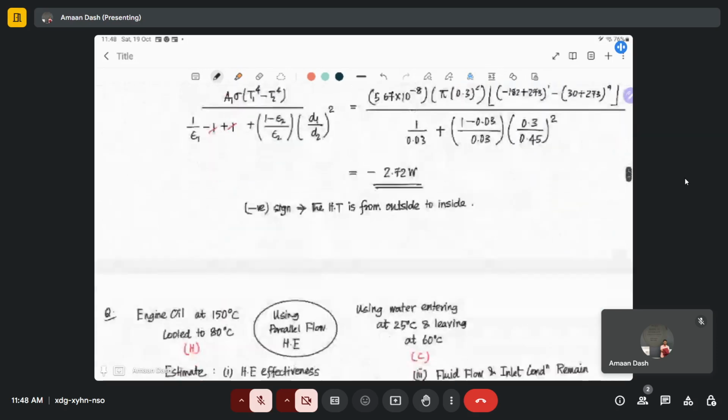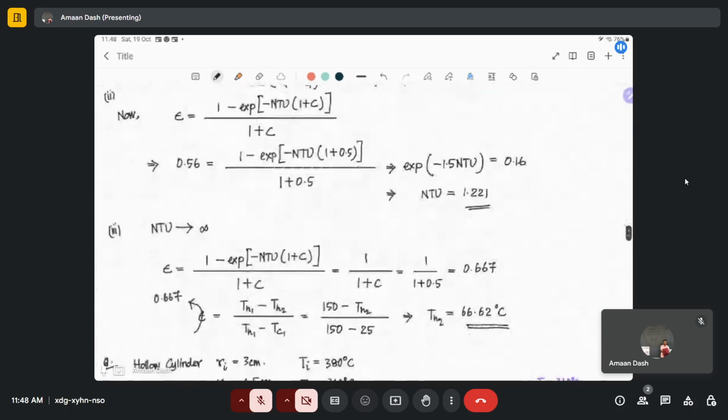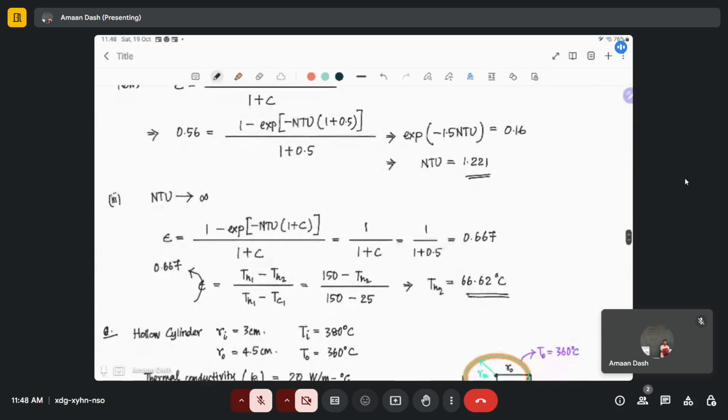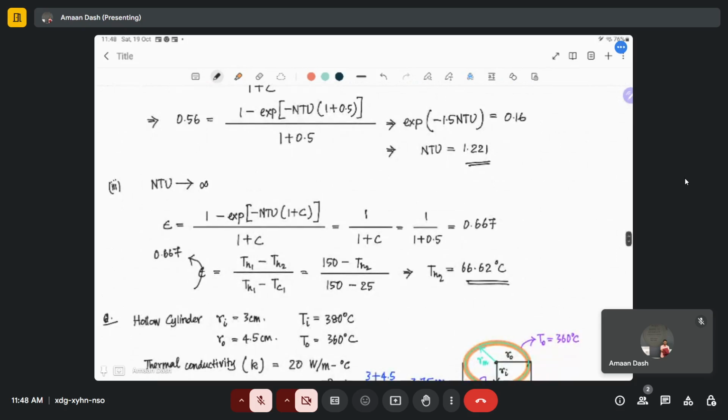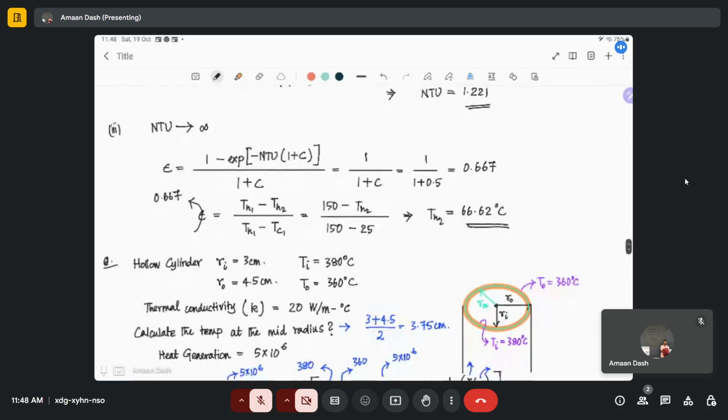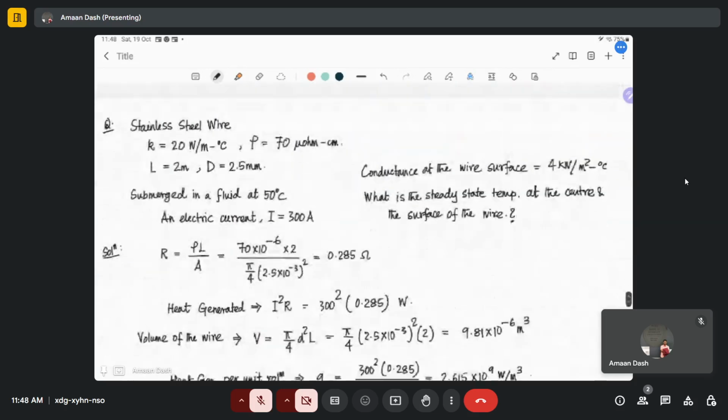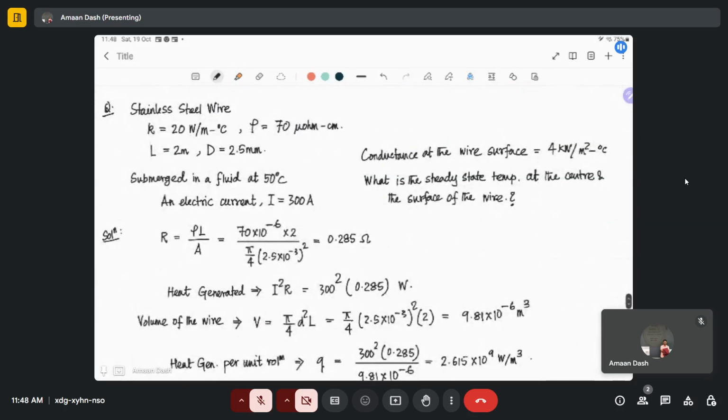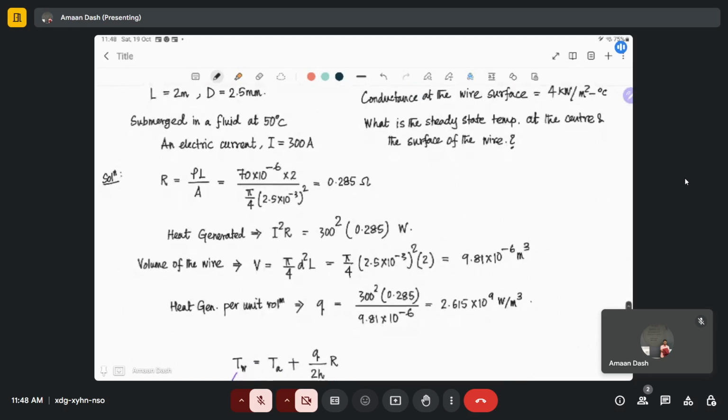Okay. So practice more questions. When you practice more questions, you will be getting ideas on how to solve this easily. And all the best for your upcoming exams and all the exams in heat transfer. Okay. All the best and thank you.